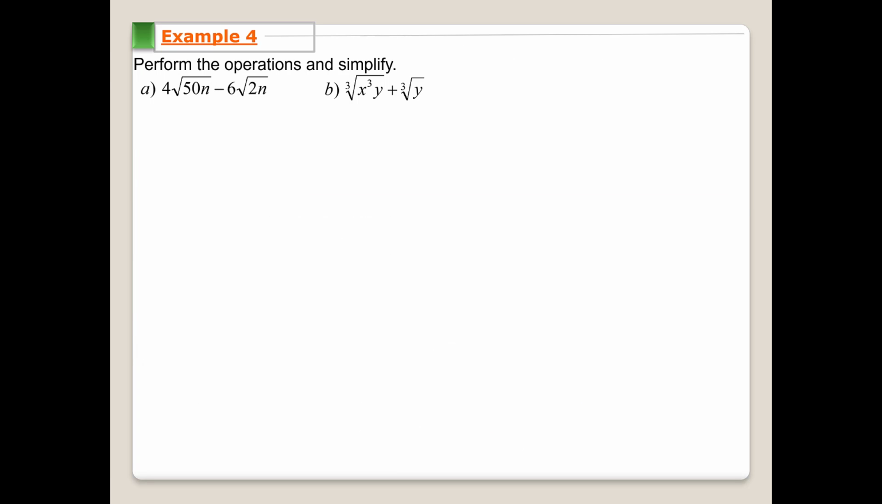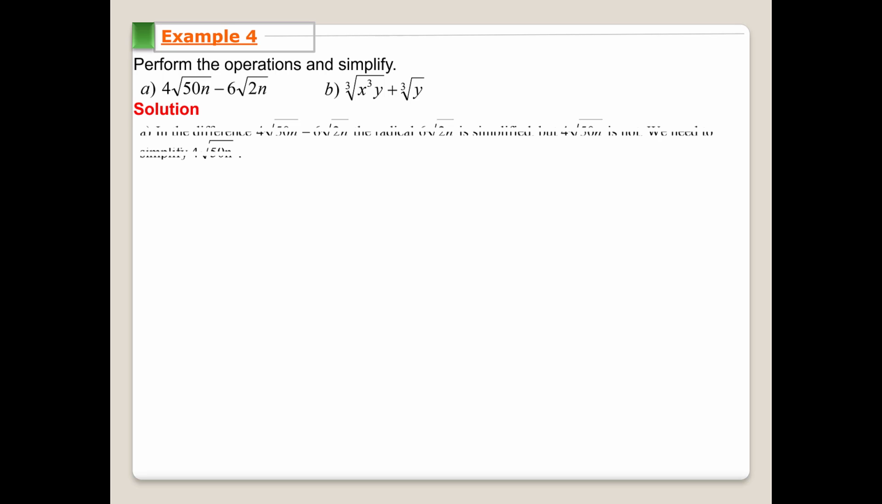Alright, another example here. So let's look at this, A and B here. On A, we've got 4 square root of 50n minus 6 times square root of 2n. Okay, so let's put these in the simplest form, right? So 2n is simplified, however 50n is not. So let's simplify it.